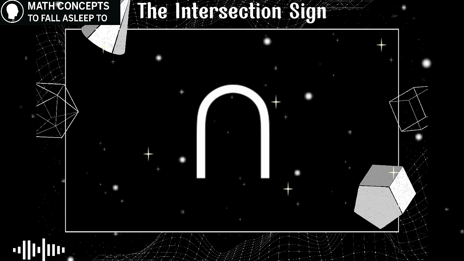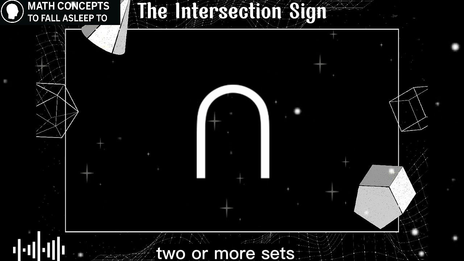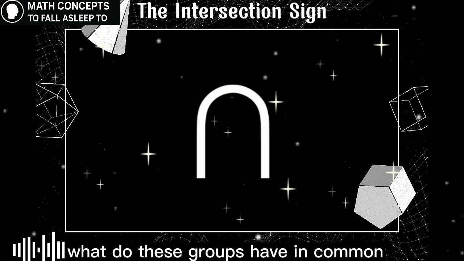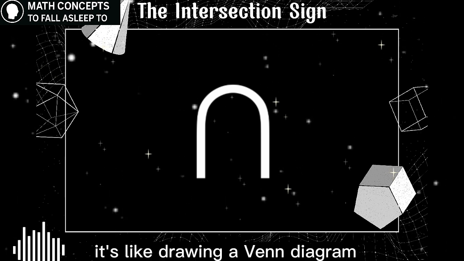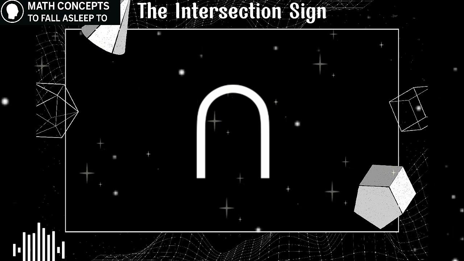Meaning and function. The set difference symbol tells us what's in one set but not in the other. It's like asking, what does set A have that set B doesn't? This is subtraction for sets, removing shared elements and keeping only the unique stuff.